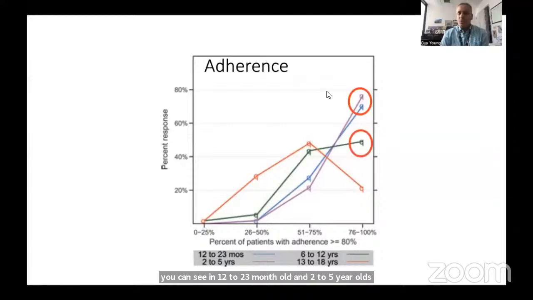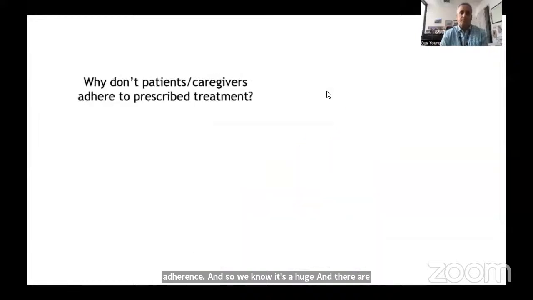When you get to school age, only 50% of school age children admit that they have essentially full adherence at that high a level. And when you get to teenagers, only 20% have really full adherence. So we know it's a huge problem, and there are other papers that show the same trend.